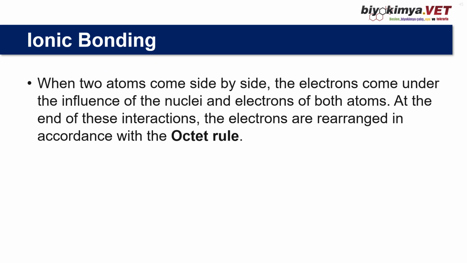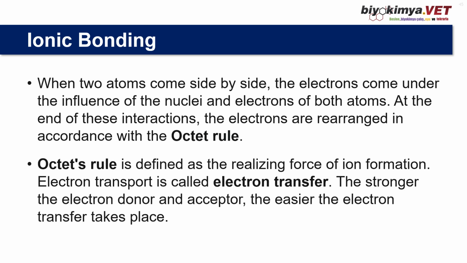When two atoms come side by side, the electrons come under the influence of the nuclei and electrons of both atoms. At the end of these interactions, the electrons are rearranged in accordance with the octet rule. The octet rule is defined as the driving force of ion formation. Electron transport is called electron transfer. The stronger the electron donor and acceptor, the easier the electron transfer takes place.